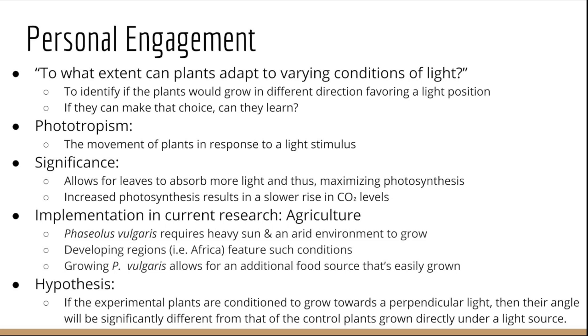By determining phototropism within these plants and placing these plants in regions that feature such conditions, it allows for an additional food source that's easily grown and accessible, considering that most populations within these regions retain high rates of poverty and are limited to local foods that are often inadequate in nutrients.